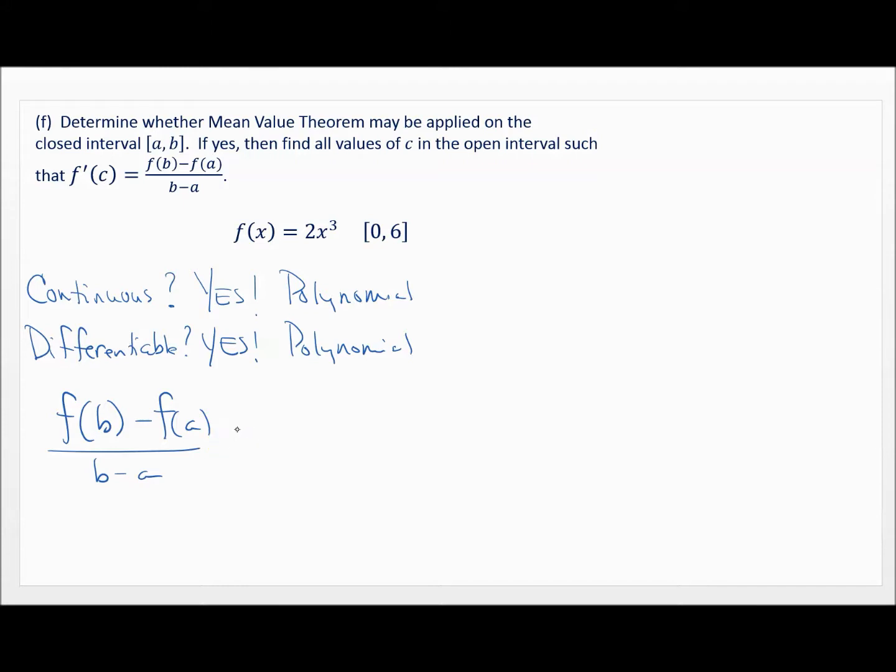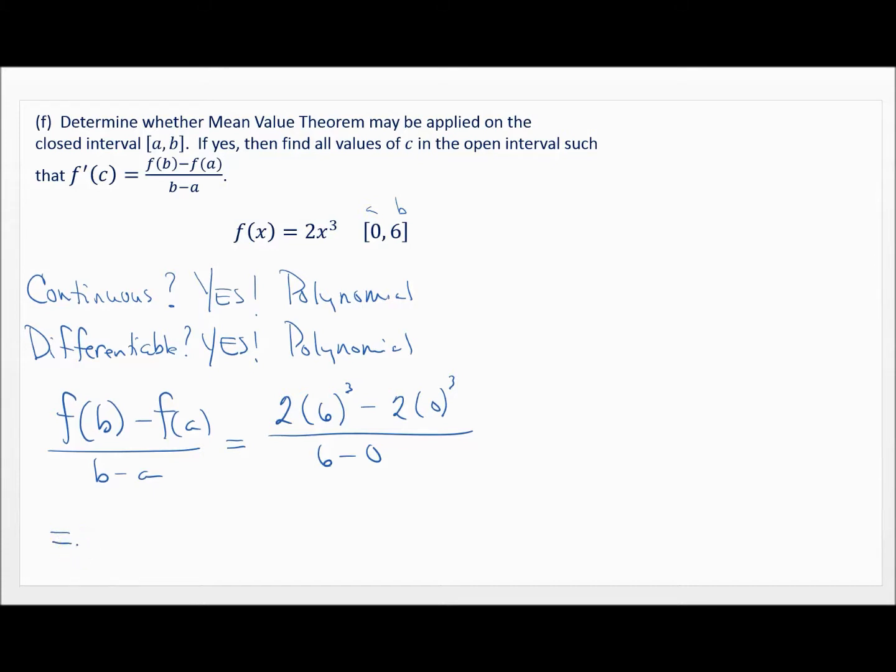So what we're doing is we're trying to find the slope of this line right here. Okay, our graph doesn't look like that, but we're trying to find the slope of that line. So when I do that, f of b, what's b anyway? Well, it's 6, right? And a is 0. So when I find f of those, I need to plug 6 into my function. So that's going to be 2 times 6 to the third minus, and now f of a, 2 times 0 to the third, over b minus a, so it's 6 minus 0.